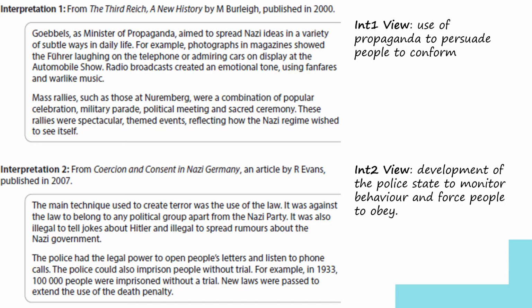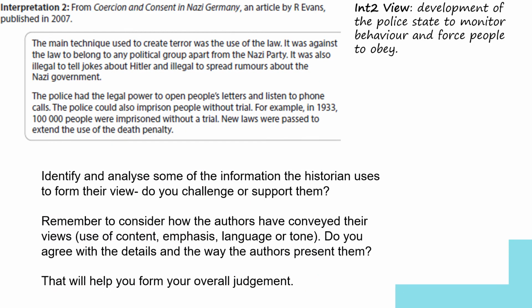Interpretation 2's viewpoint on the methods used by the Nazis to control the people was that there was a development of the police state to monitor behaviour and to force people to obey, whereas interpretation 1 has the viewpoint that the method used to control people was through the use of propaganda to persuade people to conform. So to establish an overall judgment on how far you agree with the author in interpretation 2, you need to analyse the information they use. Do you challenge or support them?